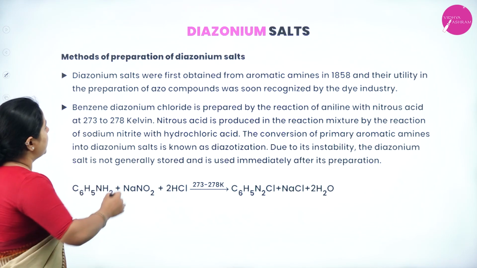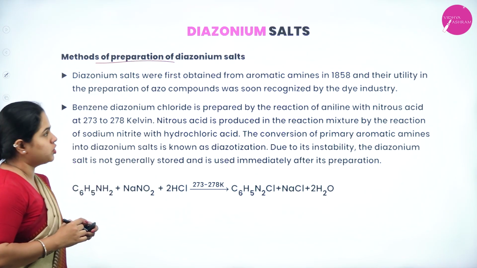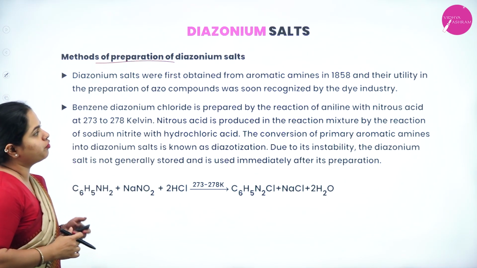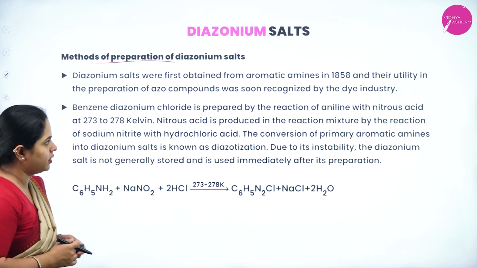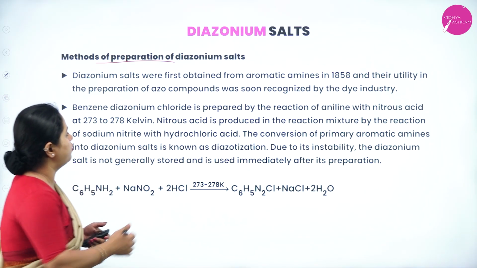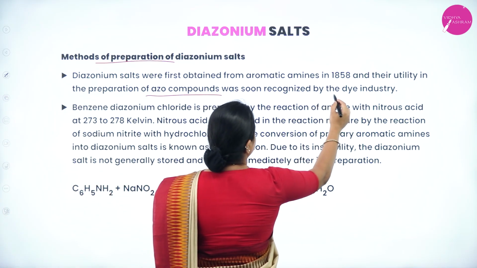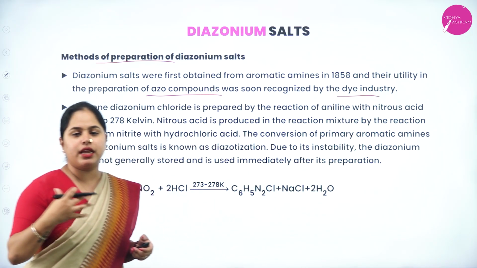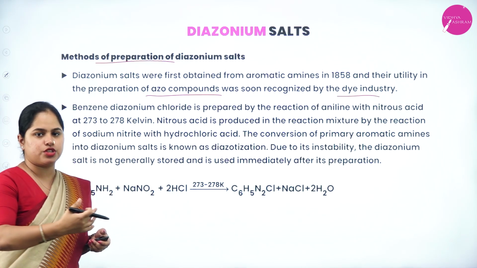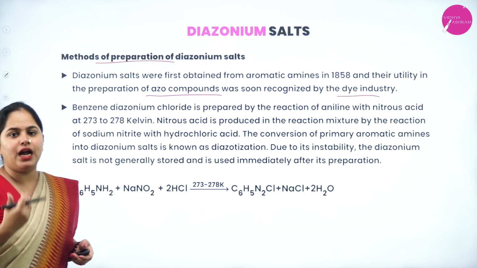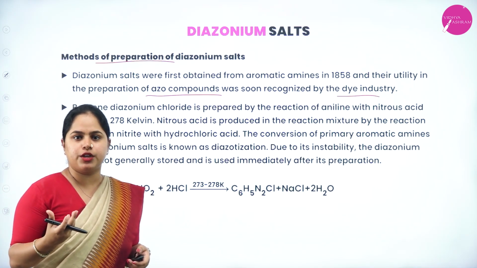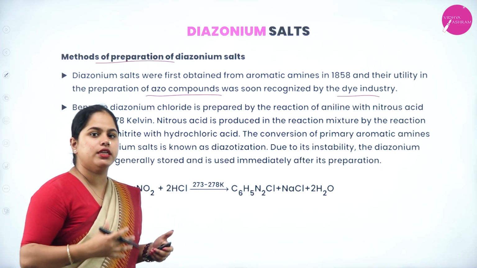Now moving on to the methods of preparation of diazonium salt. Diazonium salts were first obtained from aromatic amines in 1858, and their utility in the preparation of azo compounds was soon recognized by the dye industry. So there is a reaction called coupling reaction, which we are going to study now. In that we are preparing dyes. The colored dyes that you can see are based on this benzene diazonium salt.